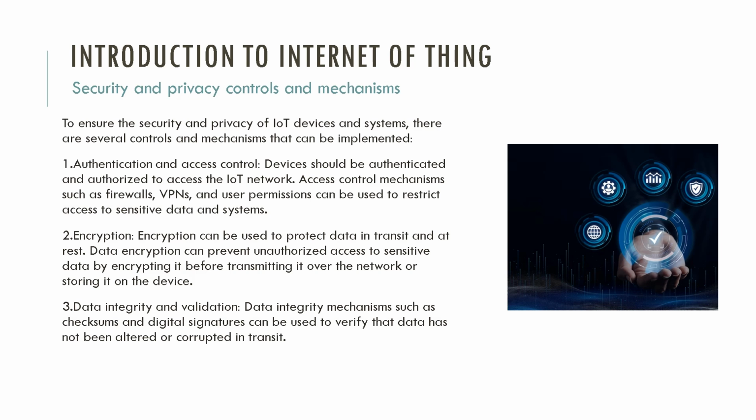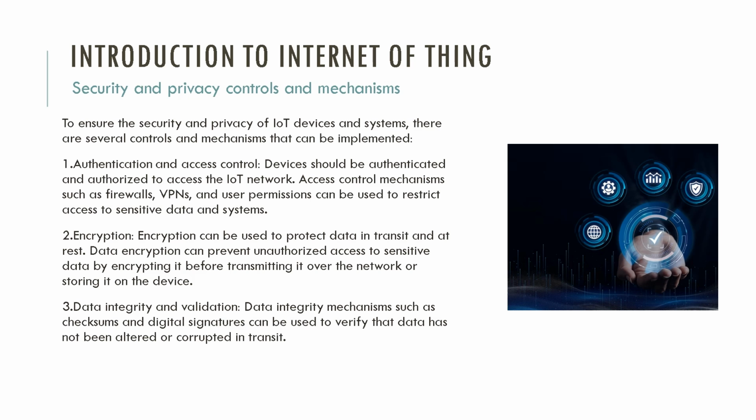To ensure the security and privacy of IoT devices and systems, there are several controls and mechanisms that can be implemented. 1. Authentication and access control. Devices should be authenticated and authorized to access the IoT network. Access control mechanisms such as firewalls, VPNs, and user permissions can be used to restrict access to sensitive data and systems. 2. Encryption. Encryption can be used to protect data in transit and at rest.